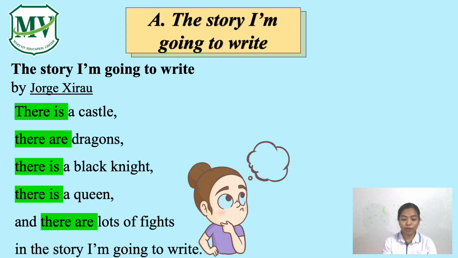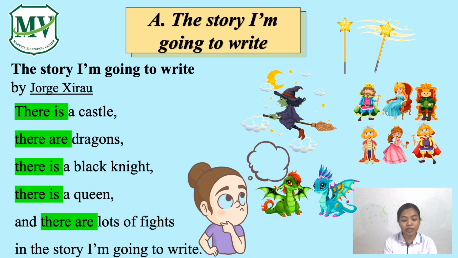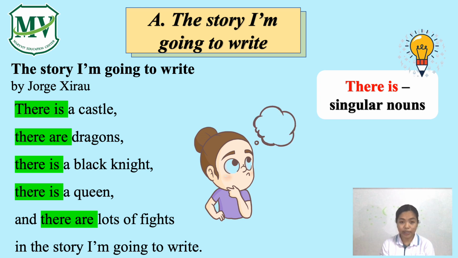We'll follow this model to make your own poem. How to do it? First, you have to think about the story. It could be about magic, princes and princesses, witches and dragons, or any good story that comes into your mind. You can start by writing there is and there are. Remember, you use the verb is for singular nouns and are for plural nouns.